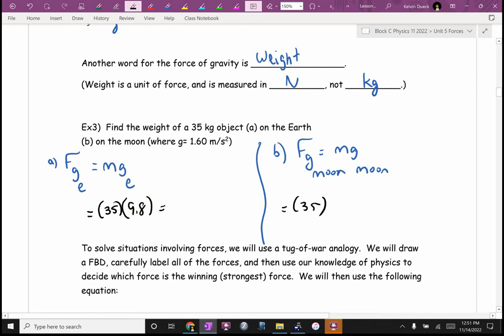35 times 9.8, it's going to be 350, take away 7. Is it 343? What about on the Moon? What's G on the Moon? The question told me, you don't need to memorize this. If I ever put you on the Moon, I'll give you G on the Moon if you need it. What was it? It's going to be 35 plus 21. It's going to be 56?